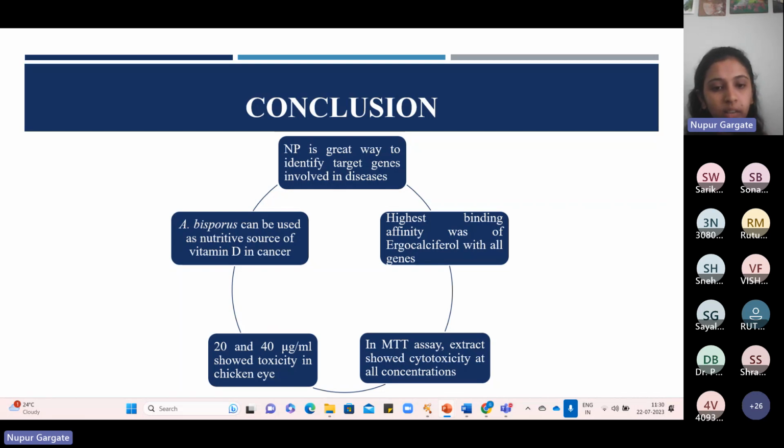Fourth is that at 20 and 40 microgram per ml, toxicity was seen in the chicken eye. And the final and major conclusion which we can draw from this study is that Agaricus bisporus can be used as a nutritive source of vitamin D in cancer. So because vitamin D deficiency is linked with breast cancer, because Agaricus bisporus upon exposure to sunlight causes formation of high levels of ergocalciferol, and because this ergocalciferol has a very high binding affinity with all the genes of breast cancer, we can say that Agaricus bisporus can be used as a nutritive source of vitamin D in cancer.